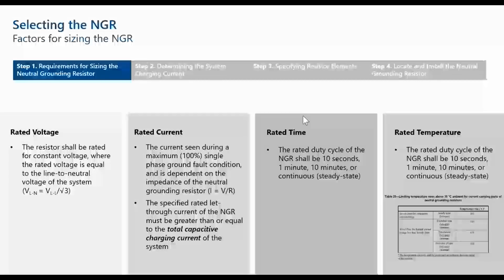So if you want your fault current to be limited to 10 amps on a 600 volt system, your resistor is going to be 34.7 ohms. 347 volts divided by 34.7 ohms is 10 amps. So that's how you select your resistor. And the only thing you need to worry about is that the resistive current, I, in here, is going to be greater than the capacitive charging current. Now we're going to talk about the capacitive charging current a little bit later, and it's something you can't really measure easily.